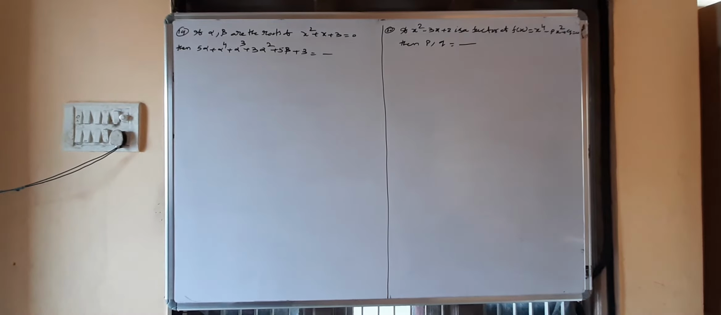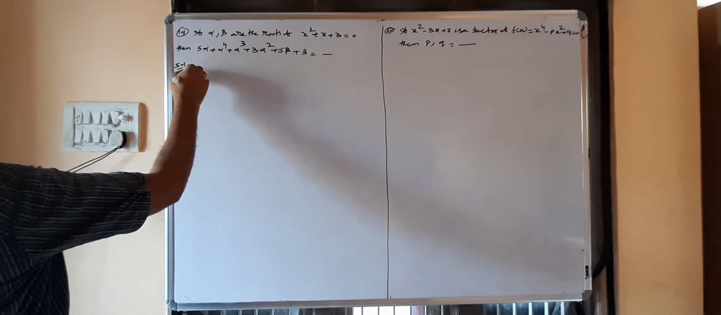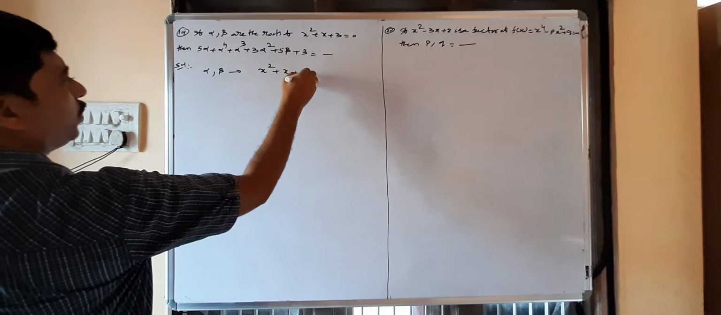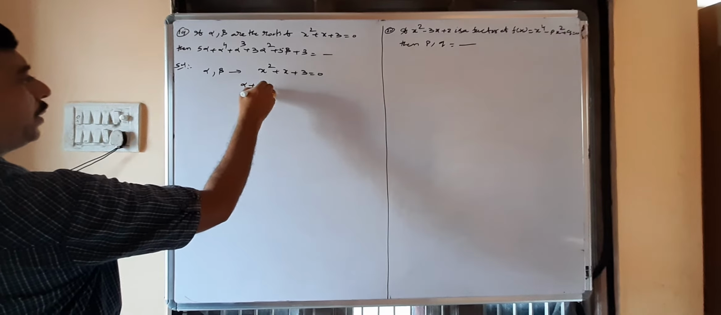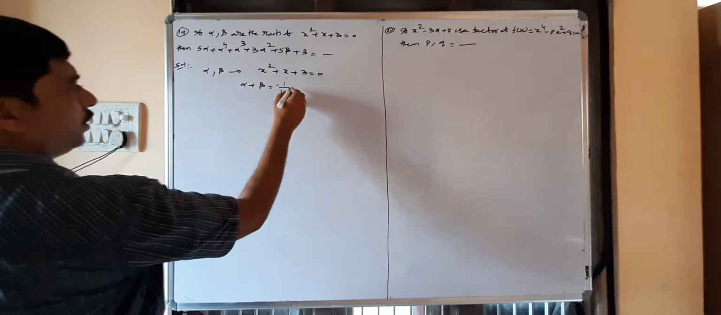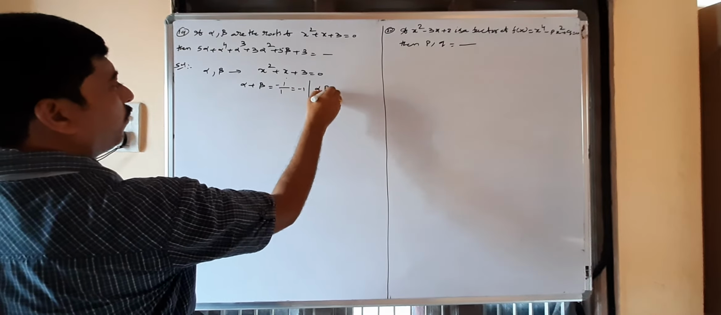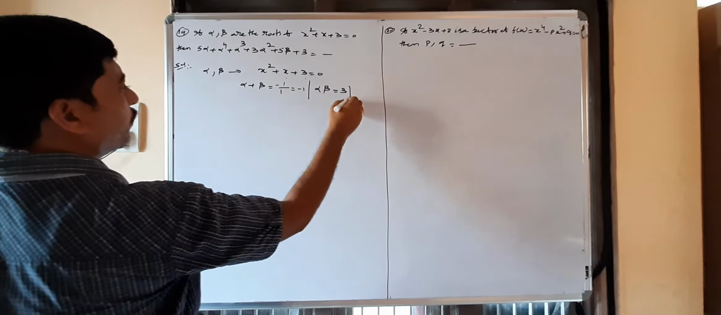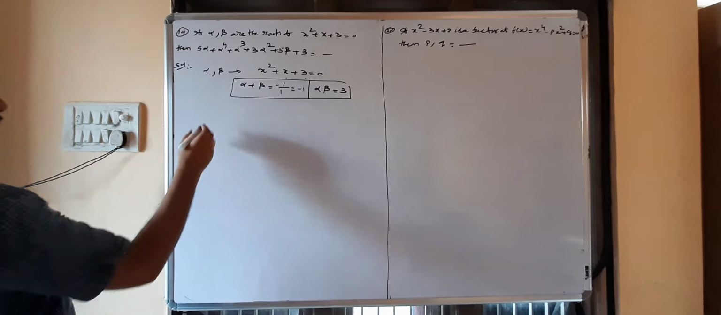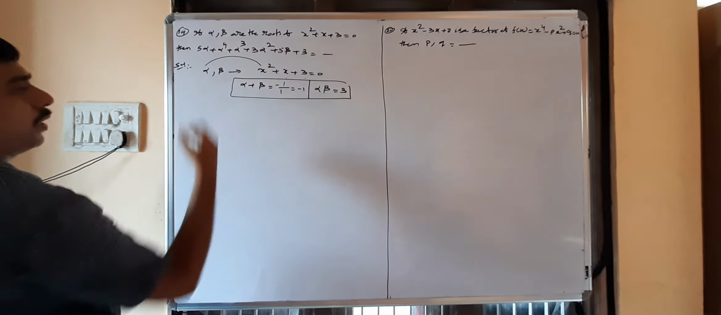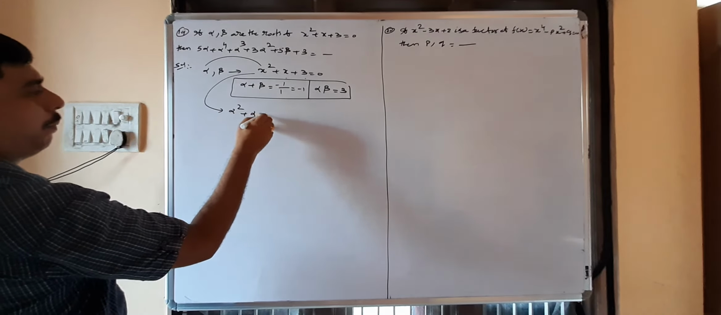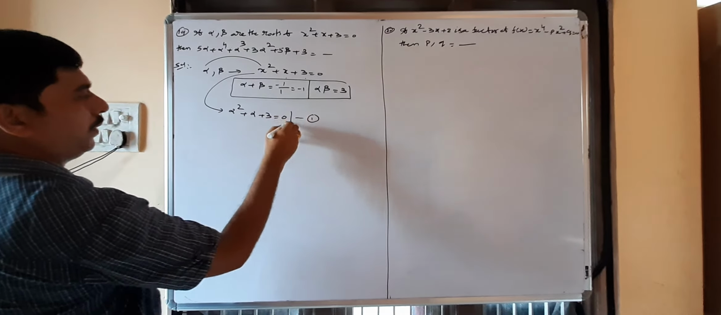Coming to the next question. Alpha, beta are the roots of x² + x + 3 = 0. That means alpha + beta = -b/a, the coefficient of x by the coefficient of x², which is -1. Product of the roots alpha beta is c/a = 3/1 = 3. Now alpha is a root, which means alpha satisfies the equation. In place of x you substitute alpha, then it becomes alpha² + alpha + 3 = 0. This is equation 1.